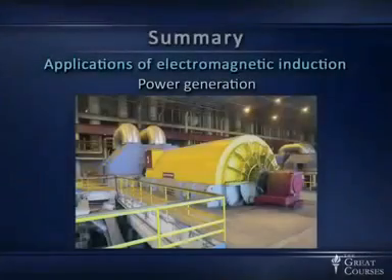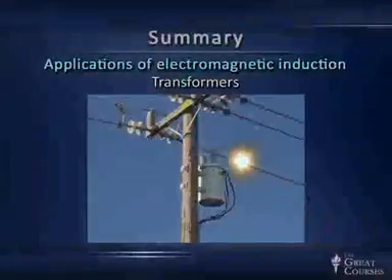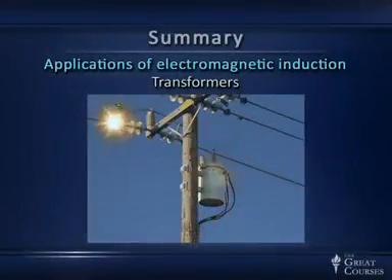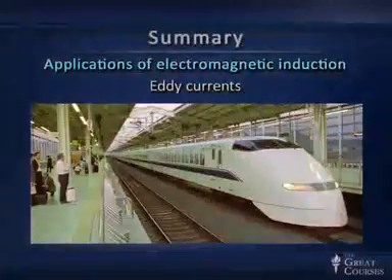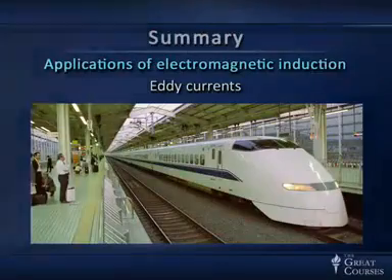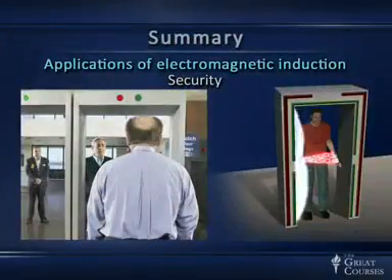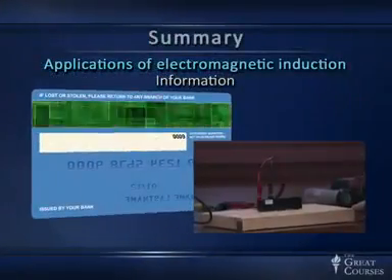Okay, let's wrap up with a summary of lecture number 37. And instead of giving you a verbal summary, here's just an example to remind you of the many, many devices in your everyday life that use electromagnetic technology. Electric power generation, the transformers that send voltages up and down, transducers like microphones, the less obvious eddy currents that are flowing in bulk materials, the security devices like metal detectors, and finally, the information technologies, especially card swipers.